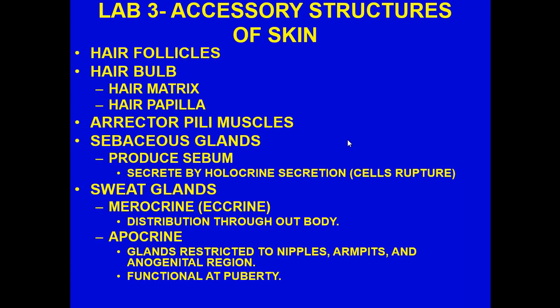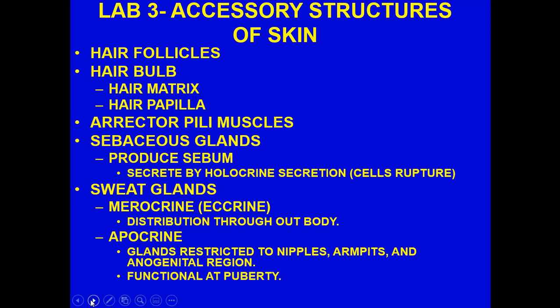Sweat glands, though, are a little bit different. Sweat glands are merocrine, otherwise referred to as eccrine, and they are distributed throughout the body. In essence, there are two types of sweat glands. Merocrine is one, distributed throughout the body. Apocrine glands are restricted to the nipples, armpits, and anogenital region. They start kicking into function about puberty time.